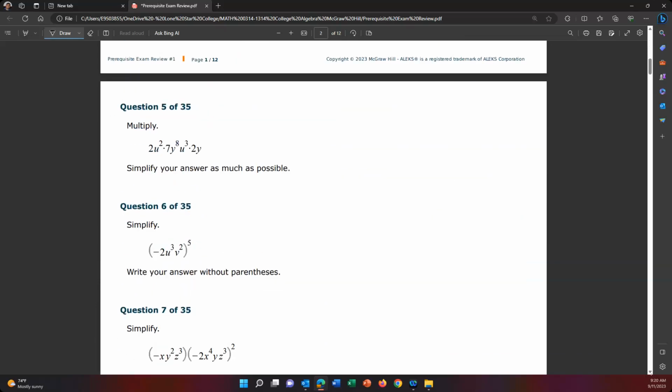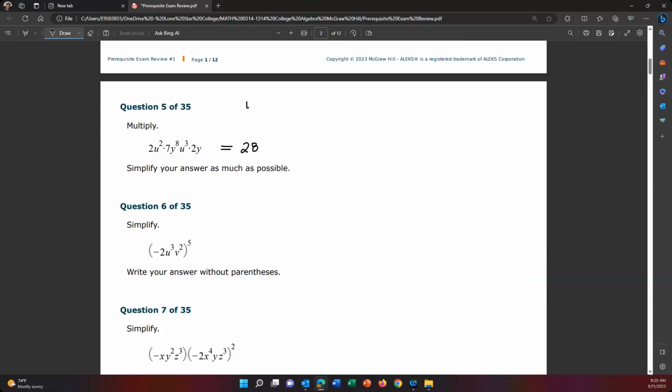Number 5, they want us to multiply these terms together here. Okay, so we are going to multiply numbers with numbers, same variables with the same variables. Let me say that a little bit nicer: same letters with the same letters. And so let's begin. 2 times 7 is 14. 14 times 2 is 28. And now we do letters with letters. Here is a u square.